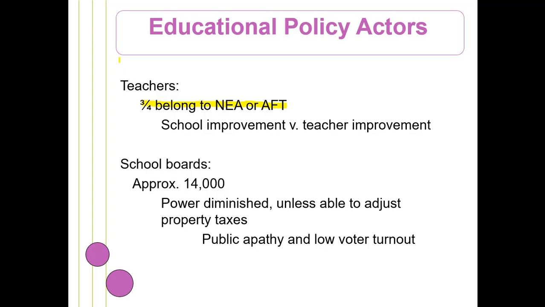And so we have a little bit of a clash here as far as school improvement versus teacher improvement, whereas the teachers obviously want to get more pay, whereas society may want to improve the school. We have approximately 14,000 school boards in the United States. Their powers have diminished somewhat over the years. They're less able to adjust property taxes in order to suit their needs. And clearly, when it comes to school board elections, public apathy is even worse than it is in typical politician elections, with extremely low voter turnout.